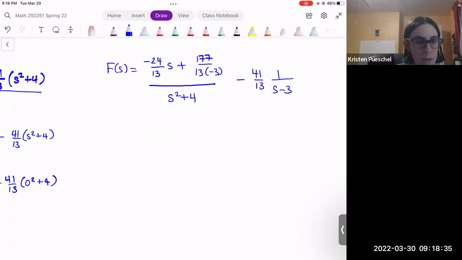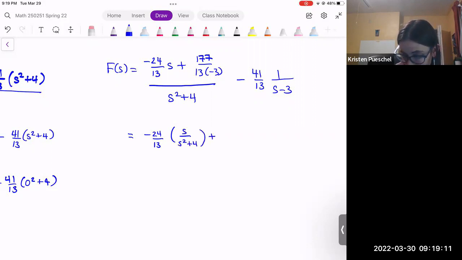The first two terms, notice we've got a denominator of s squared plus 4. So we're going to see sines and cosines coming out of this. The second term, this 1 over s minus 3 is going to give us an exponential, e to the 3t. Okay. We're going to break this up into two pieces. So we have -24 over 13 times the inverse Laplace transform of, well, the inverse Laplace transform of this will be cosine of 2t. That's what I should have said.